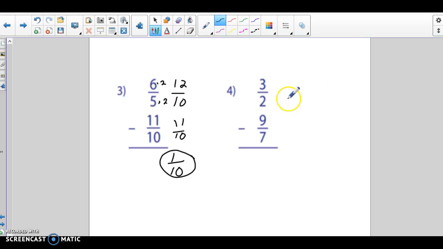Now, what common denominator do 2 and 7 share? 14. And again, we're scaling up. Times 2. And times 7. We end up with 14ths. 21 14ths take away 18 14ths is 3 14ths.